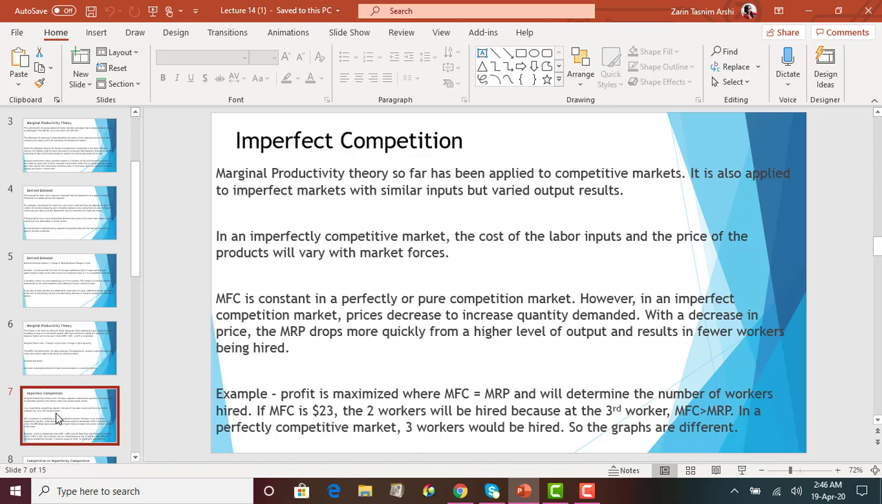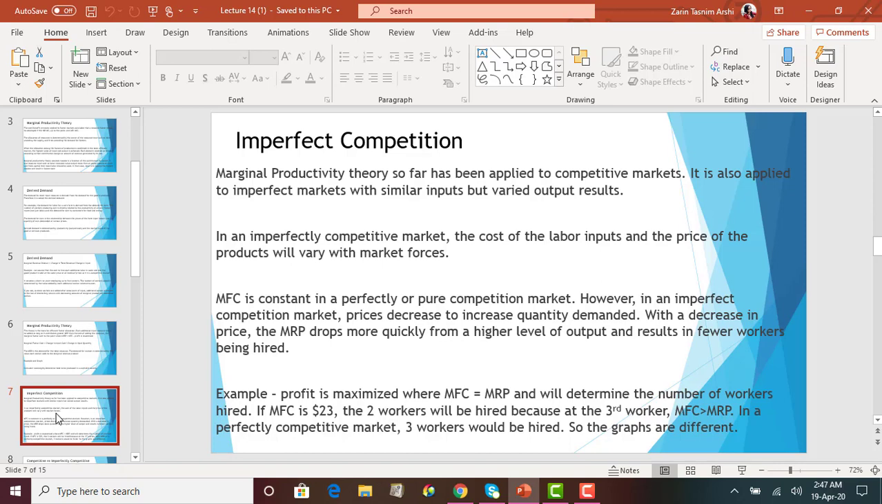Okay, so marginal productivity theory, so far we applied it to a competitive market, but it can be used for the imperfect market. In an imperfect competitive market, the cost of labor input and the price of the products will vary with market forces. But again, in this type of market structure, we will still assume that the marginal factor cost, the cost to hire an additional worker, remains the same. It does not change. Okay, so we will assume that.